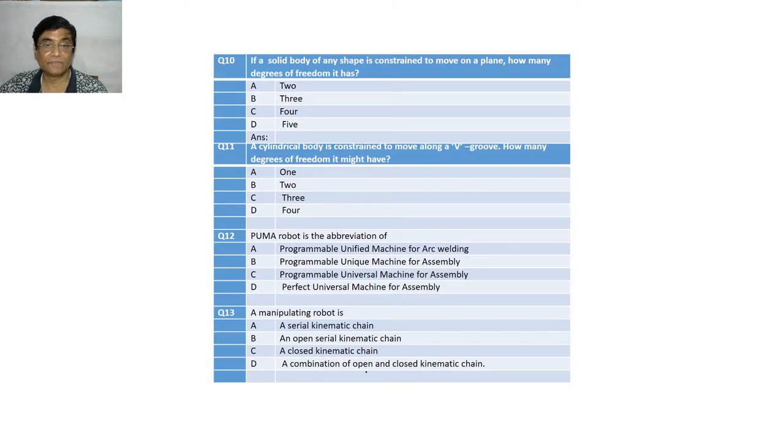A manipulating robot is a serial kinematic chain, an open serial kinematic chain, a closed kinematic chain, or a combination of open and closed kinematic chains. What is a manipulating robot? As you know, the base is fixed. So this is a serial kinematic chain, one link connected with another link, another link, and one end is free. This is anchored on the ground, and the other end is free, okay, it's not like this. And in mechanical engineering design, you have lots of such mechanisms. So this is a closed kinematic chain, this is an open serial kinematic chain. Again, for mechanical engineers, this is very simple, but for others, it is information worth noting. Okay, so it is an open serial kinematic chain. So B is the correct answer.